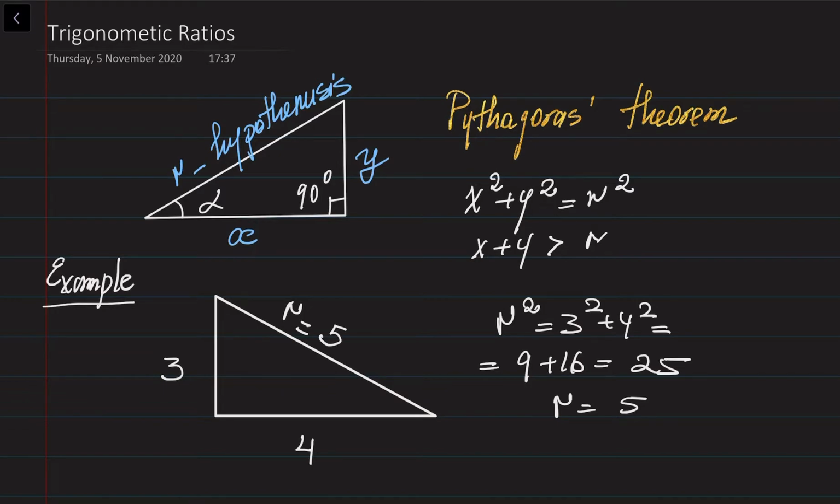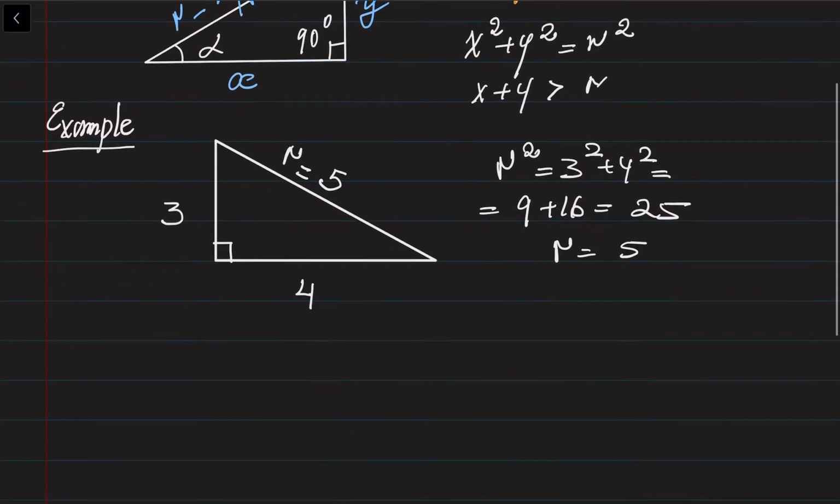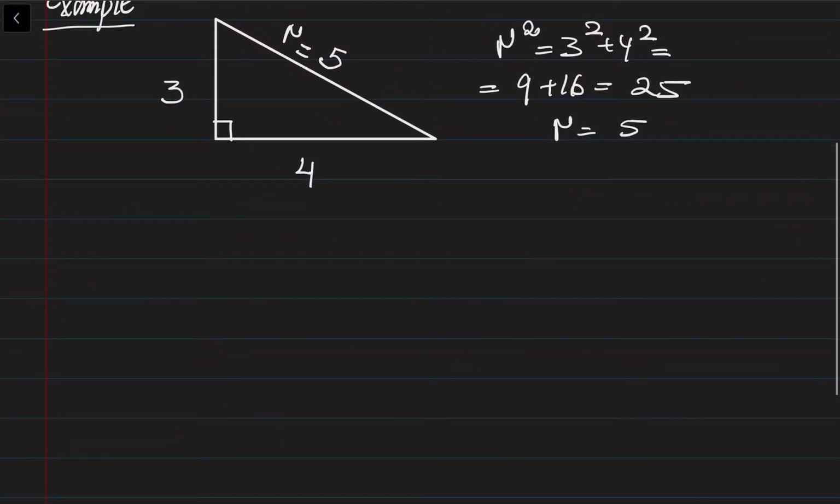So essentially, if you are given a triangle with a right angle, you can figure out the lengths of its sides. But at the same time, if you know the lengths of the sides of the triangle, you can figure out whether the right angle is present in your triangle. So what we would like to do is, for such triangles, define the so-called trigonometric ratios.